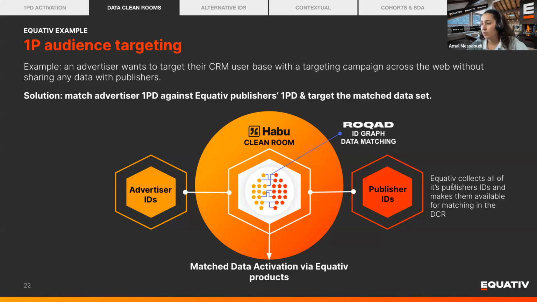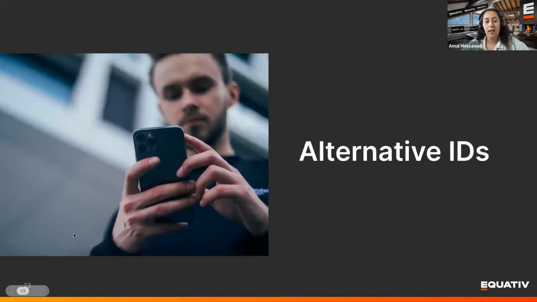And on the other side, we have the publisher IDs. So for instance, as I said, user IDs, also some alternative IDs such as RampID, ID5, and so on. Equativ, as an SSP, collects all of the publishers' IDs and makes them available for matching in the clean room. And once both data sets are available in the clean room, an overlap analysis will be done, and what will be delivered as an output in the SSP will be the matched audience between the two. And that was it for the data clean room use case.